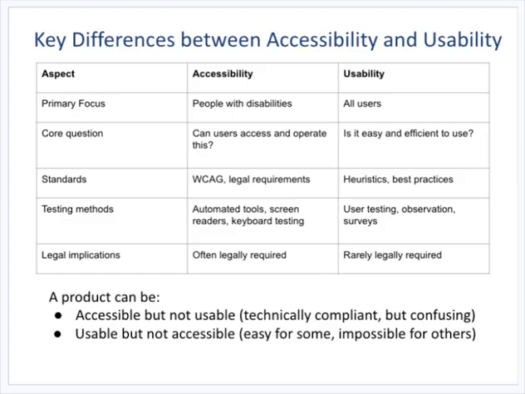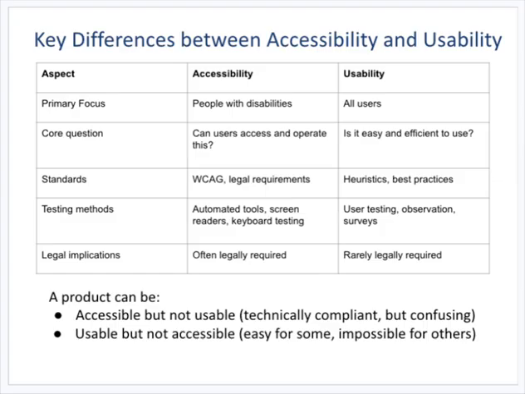Fourth aspect is testing methods. For accessibility, the testing methods are automated tools, screen readers, and keyboard testing. For usability, it is user testing, observation, and usability surveys. Now, last but not the least, the fifth aspect is legal implications. For accessibility, it is often legally required, and usability is rarely legally required. So it is mostly based on heuristics and best practices.